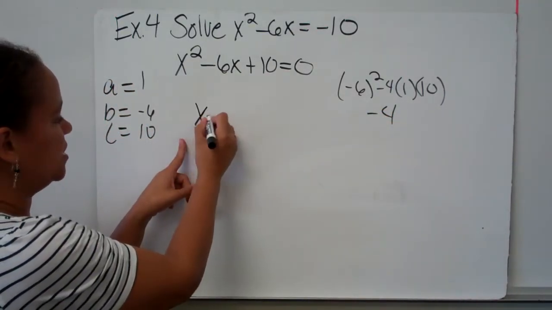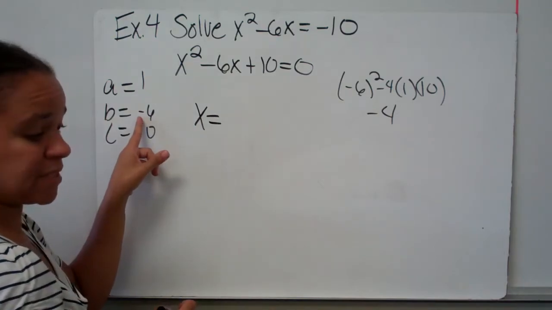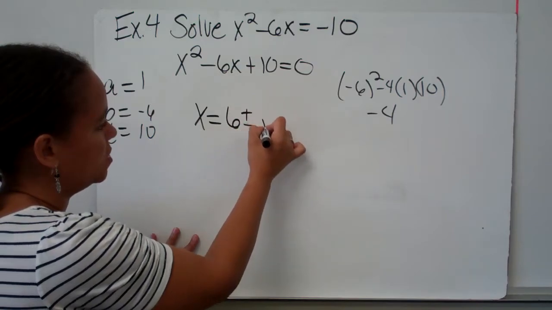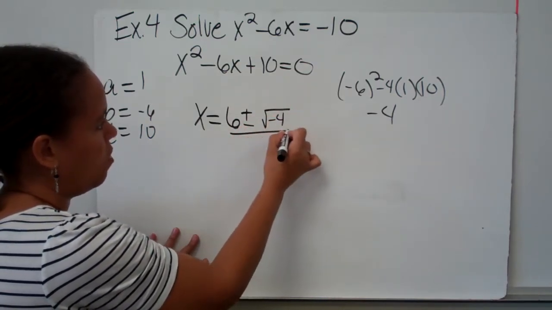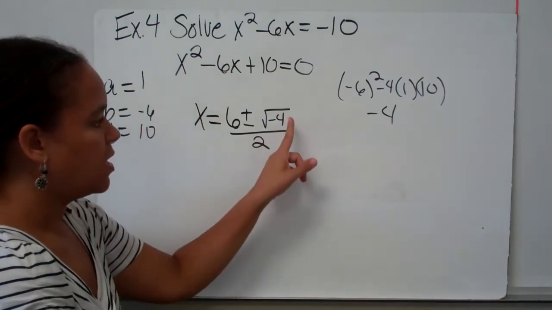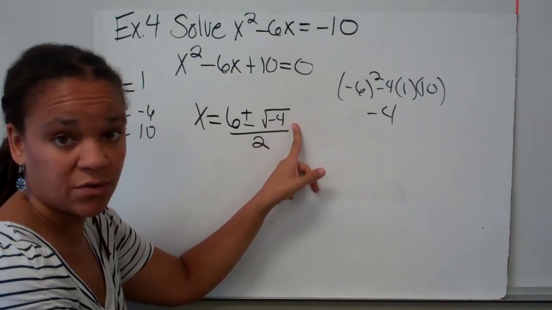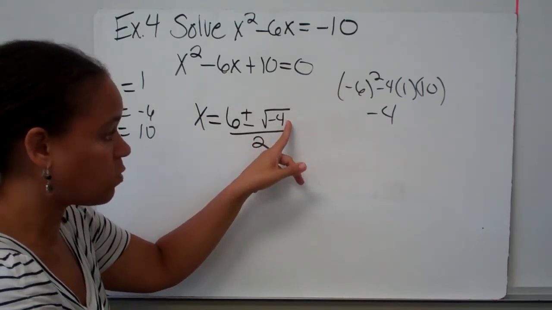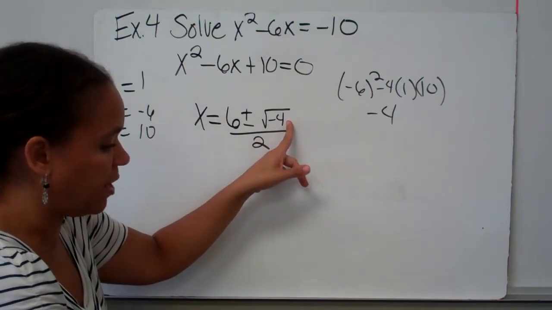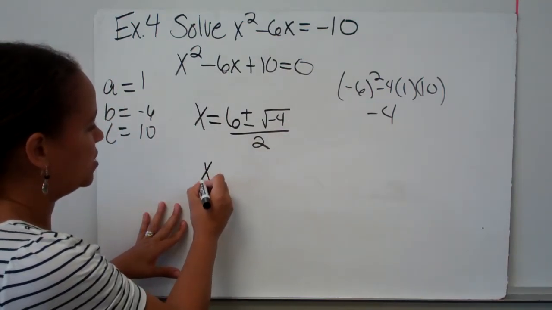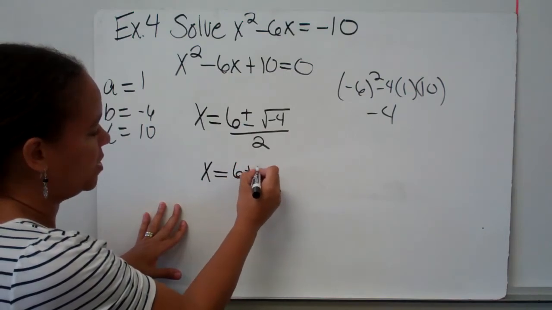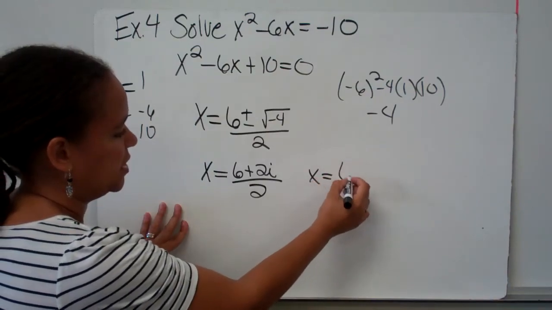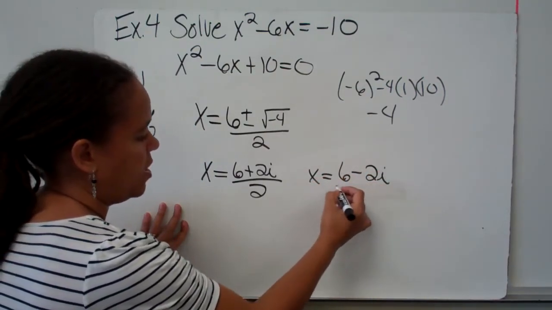So we have x is equal to, here's the quadratic formula, opposite of b. It's already negative 6, so we're going to make it positive 6. 6 plus or minus square root negative 4 all over 2. Now before, we left the negative under the radical and left it alone, but we can actually simplify this. We know that the square root of negative 4 is just going to be 2i. So we can say x is equal to 6 plus 2i over 2, or x is equal to 6 minus 2i over 2.